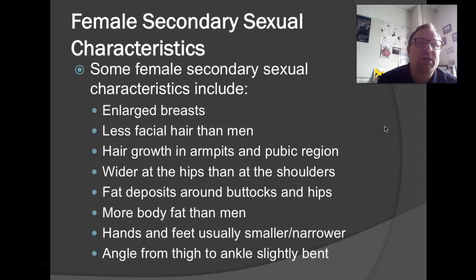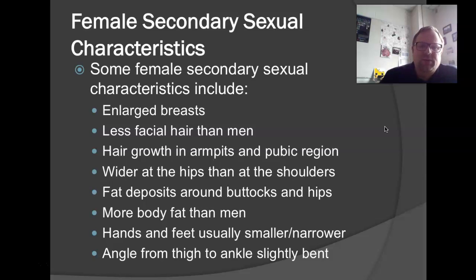So the primary sexual characteristics for females would be the internal genitalia, like the vagina, cervix, uterus, fallopian tubes, ovaries. In males, it was the penis, the testes, and all the structures associated with that. The secondary sexual characteristics develop during the course of puberty and beyond.